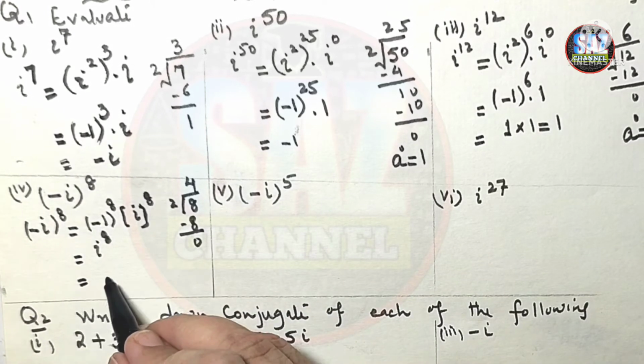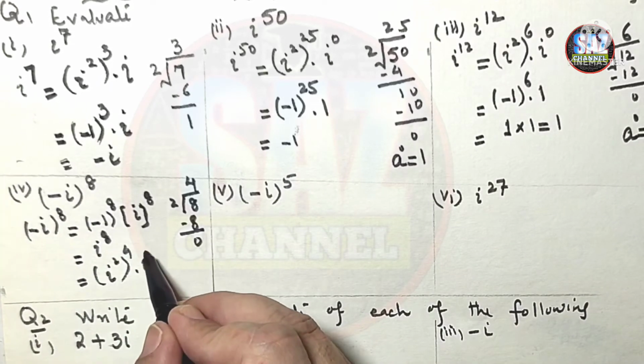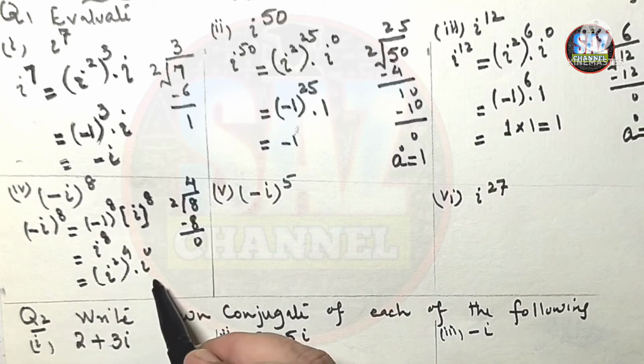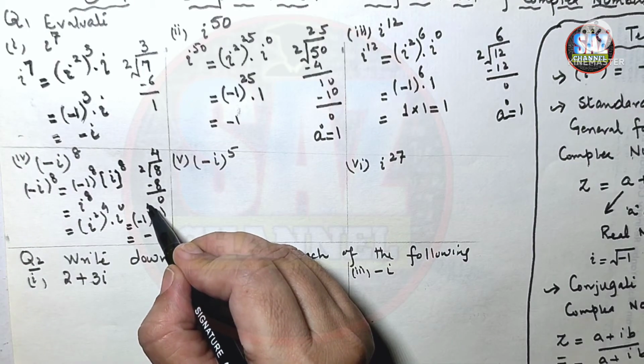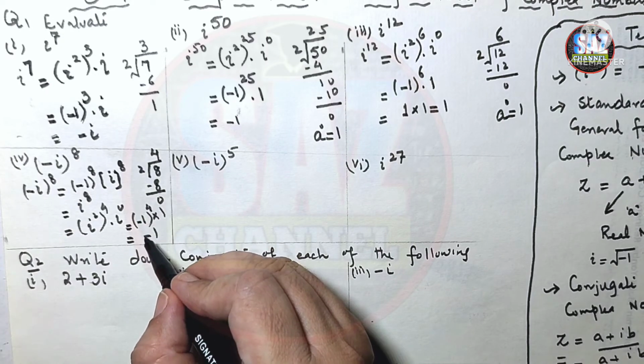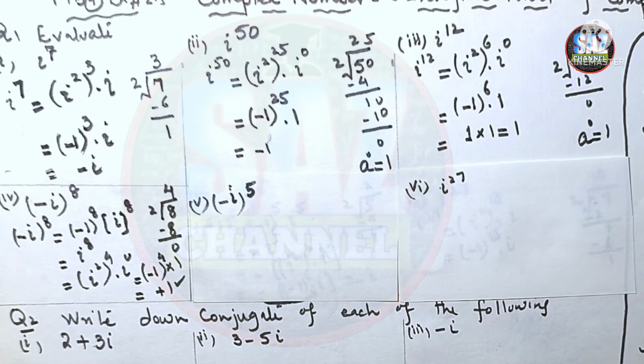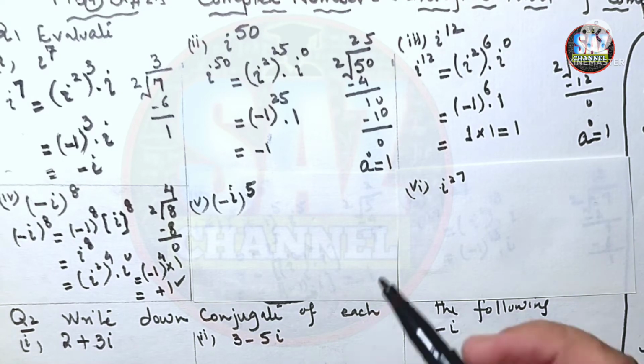So, I can write it as iota square raised to power of 4 dot iota 0. Iota square is minus 1 raised to power of 4, and then the even powers of minus 1 will be giving me positive answer. Moving to the next part, that is minus iota raised to power of 5.